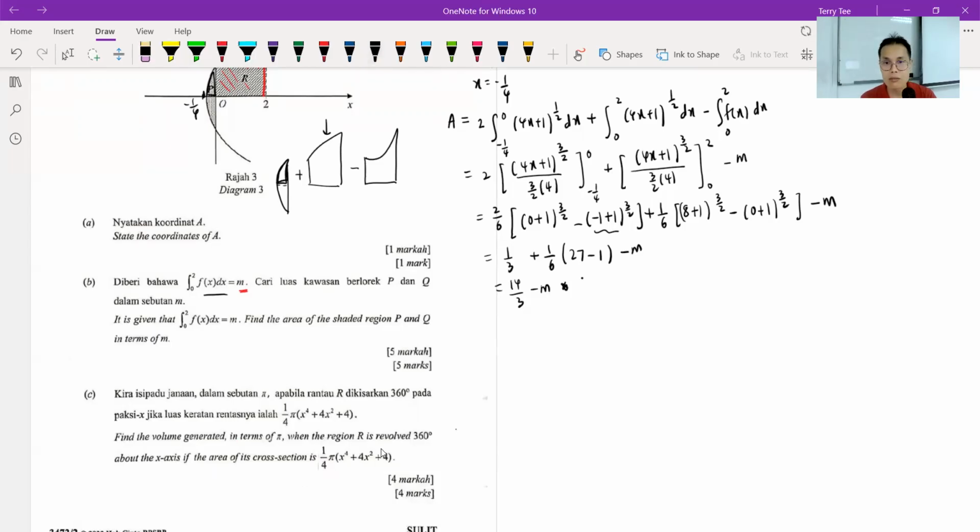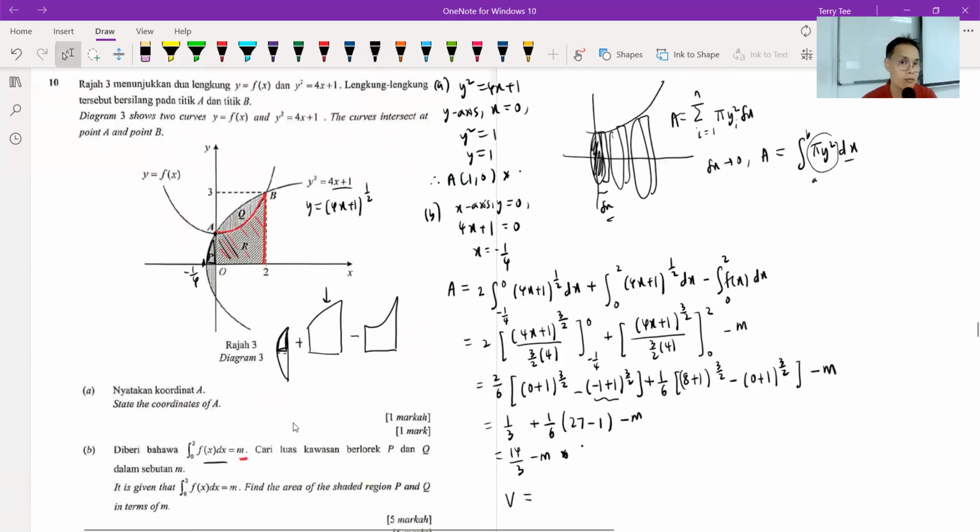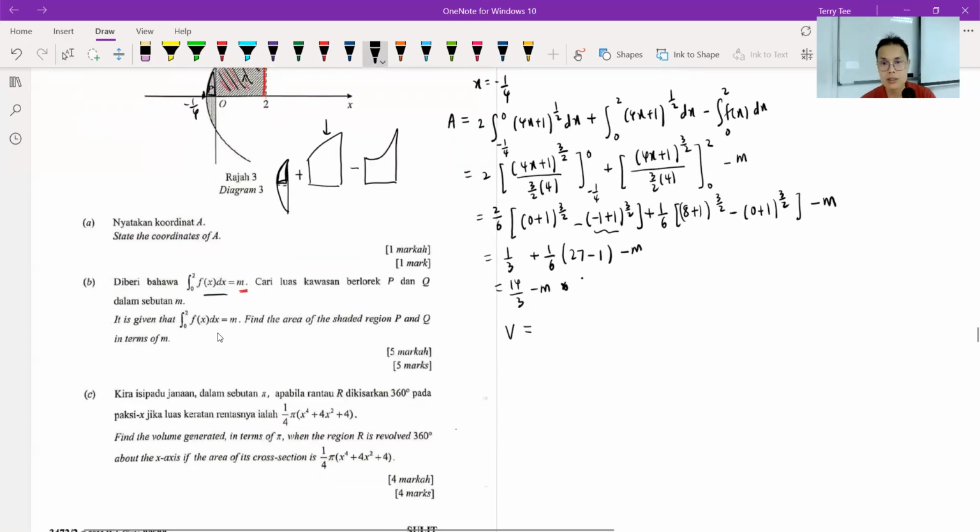So to calculate the volume, you can see shaded region R is here. Over here, the lower limit is 0, upper limit is 2. So we integrate 0 to 2. Your pi y squared is already given here. So you already expanded, right? Just add in a dx.